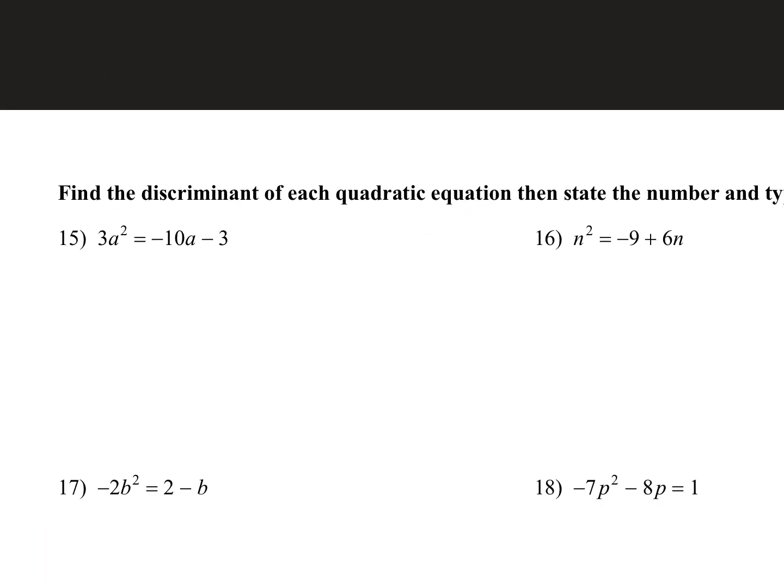So next we have to find the discriminant. What's our formula for discriminant? B squared minus 4ac. So it's just what's under the square root in our quadratic. So b squared minus 4ac.